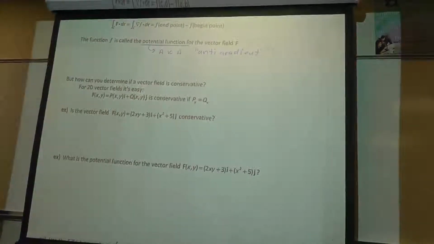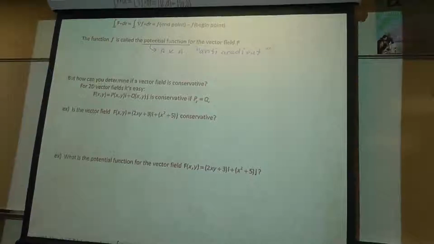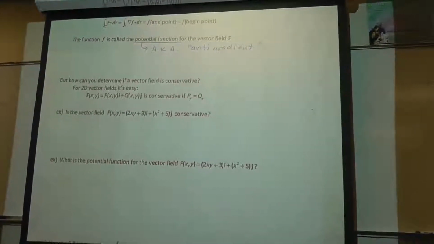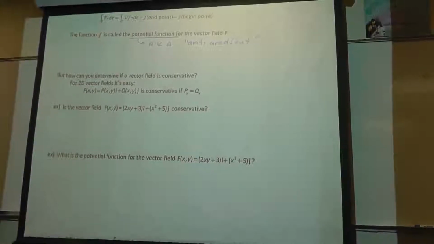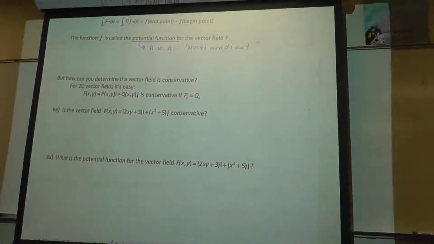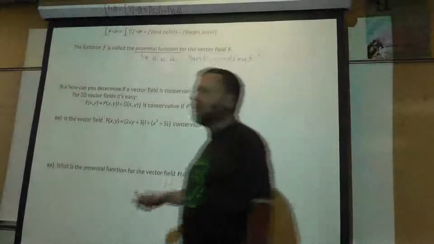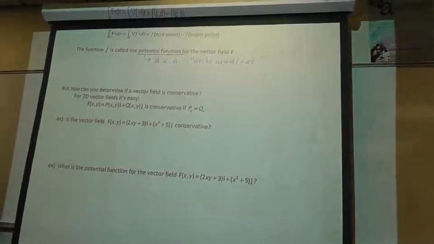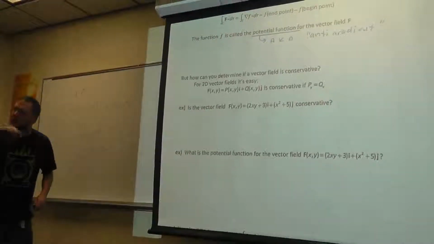So how do you test for conservativity? How can you determine if a vector field is conservative? Now we've got 2D vector fields and we've got 3D vector fields. And it's easy for 2D. I don't want to say it's hard for 3D, it's just a little bit more involved, okay? What you need to remember is we're going on the premise that this vector field is conservative, which means it is already the gradient of some little f function.